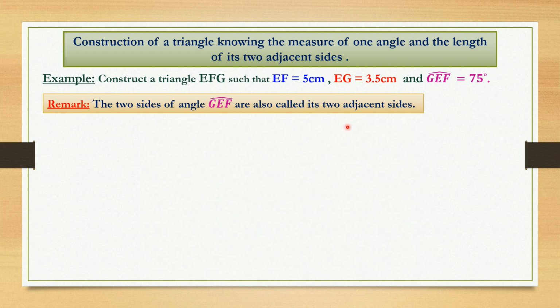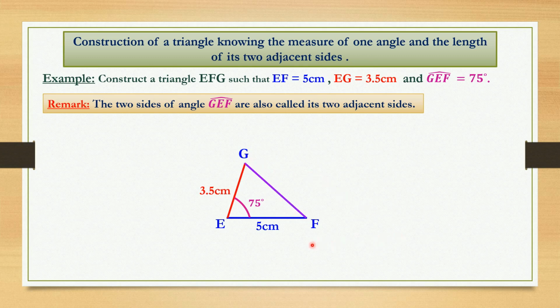Now let's reproduce this figure again. So first I draw a segment EF equals 5 centimeters. Then I draw an angle of vertex E. But here, since I don't know where G is, first I draw an angle of vertex E such that this angle equals 75 degrees. But since EG is the second side of this angle, when I draw this side, I only draw it equal to 3.5 centimeters. Then I locate point G. In the end, using my ruler, I join points G and F.